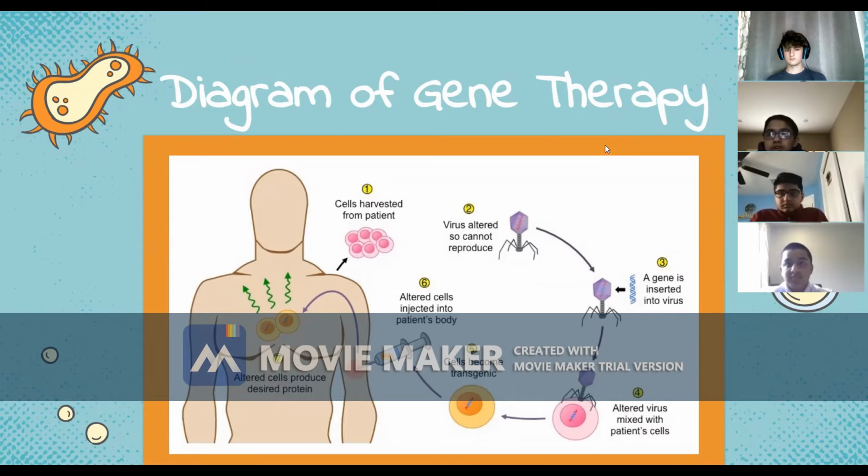1, cells harvested from patient. 2, virus altered so it cannot reproduce. 3, a gene is inserted into a virus. 4, altered virus mixed with patient's cells. 5, cells become transgenic. 6, altered cells injected into patient's body. And 7, altered cells produce the desired protein.